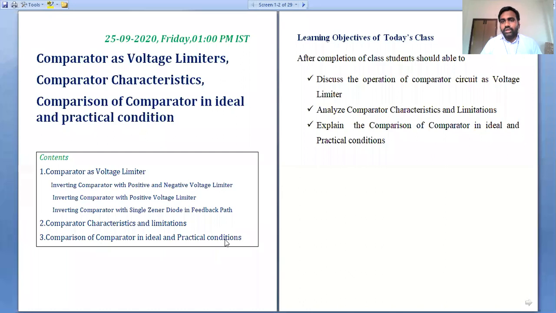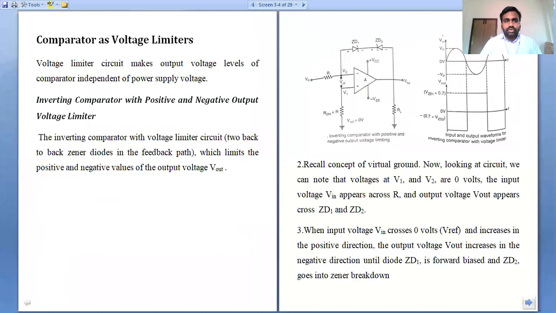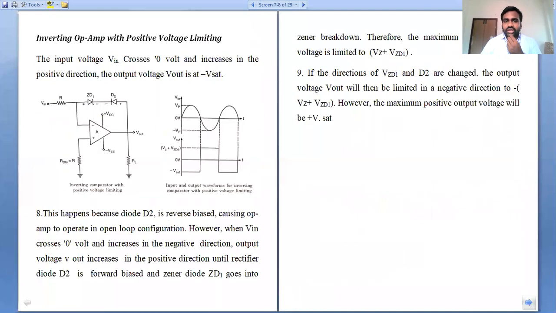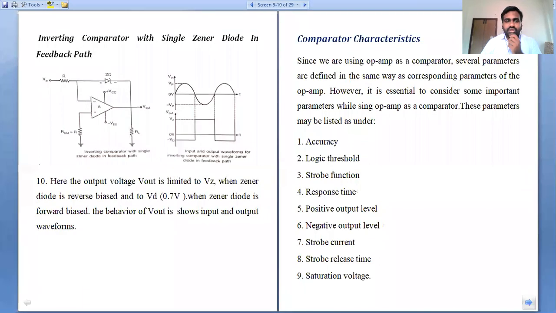In the morning class we discussed the comparators as voltage limiters. We have seen the inverting comparator with positive and negative output voltage limiting, the inverting op amp with positive voltage limiting, and the inverting comparator with a Zener diode feedback path. You asked some queries. I updated the presentation, and we will discuss those queries at the end of the session.